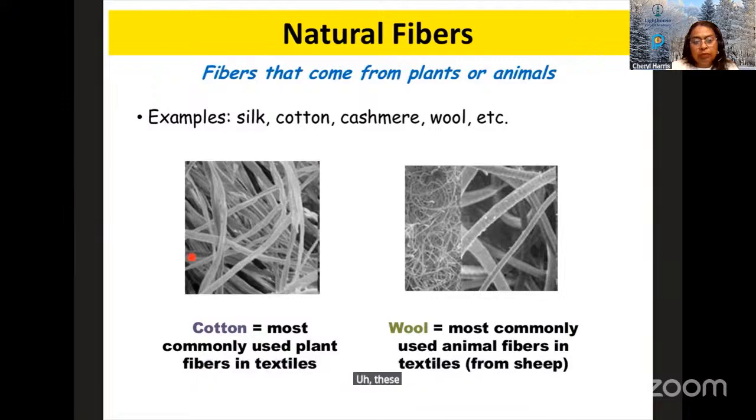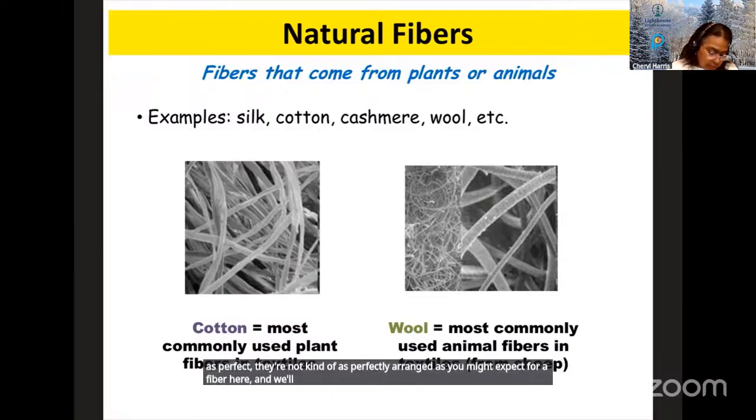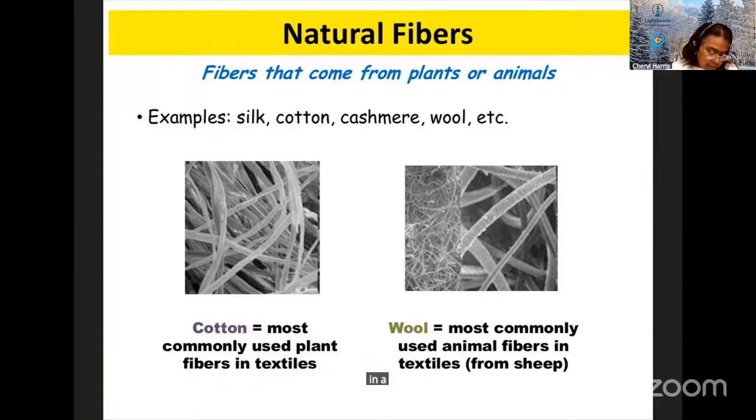These are natural fibers, so they don't look as perfect. They're not as perfectly arranged as you might expect for a fiber here. And we'll compare them to the second type of fiber in a second. But these are coming from nature. That's the key to remember. They're coming from plants and animals.